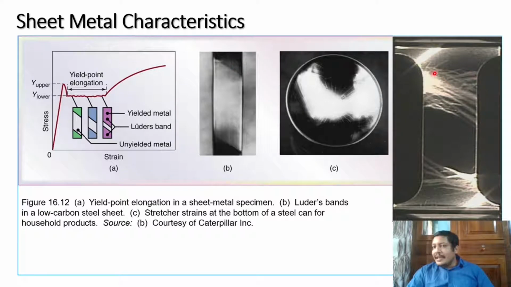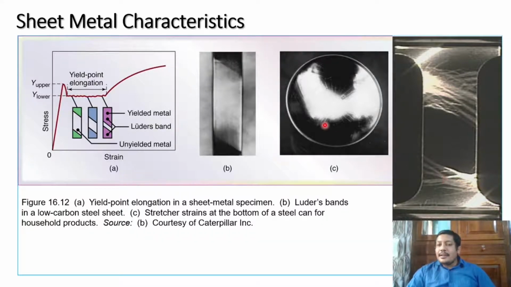You can see clearly over here. This is the area, these are the stretch marks which you can see on the material. Similarly here also, these are the stretch marks which you can see on the material, that is called Luder's band. So how to avoid it, that we have seen in the last slide.